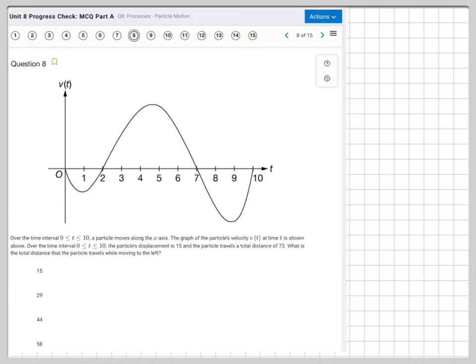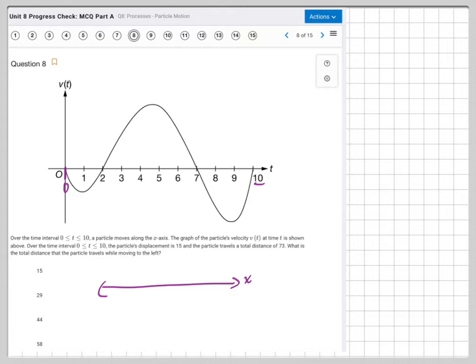Whoa, this one's a doozy. Here we go, guys. Over the time interval from 0 to 10, so we got 0 to 10 right there, a particle moves along an x-axis. Don't get confused with the graph of velocity and the x-axis. Okay, let's keep moving. The graph of the particle's velocity at time t is shown above.